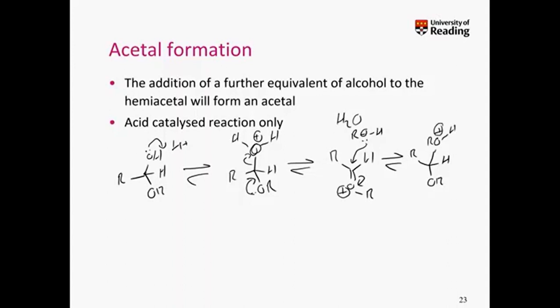We add our alcohol, just like we did in the previous example. And then finally, we can deprotonate it. And what we now have is a carbon that has got two OR groups attached to it. When we had one OR group, it was a hemiacetal. Now we have two OR groups, it's an acetal.